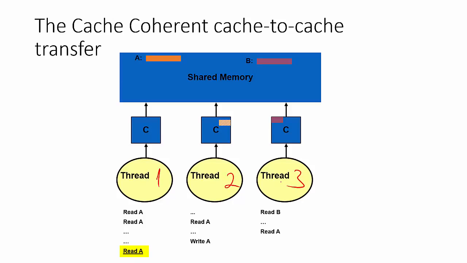Then thread 1 comes back and wants to read A again, and then it should get the new value from thread 2's cache. The cache memory system has to make sure that memory does not answer, because that memory has an old value of A, but the new value comes from thread 2. This is called a cache-to-cache transfer. Cache-to-cache transfer. Okay?